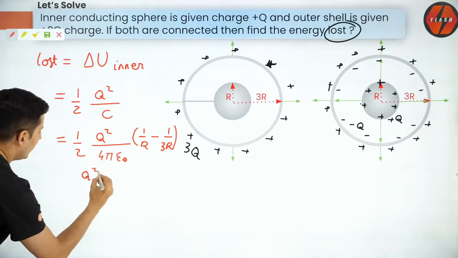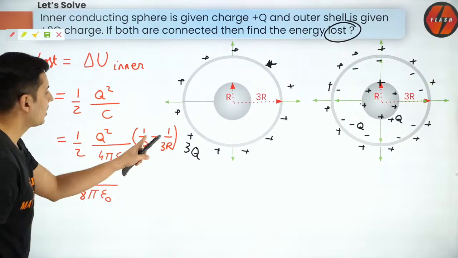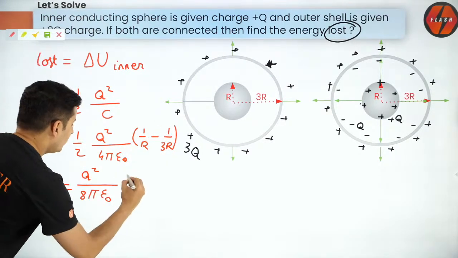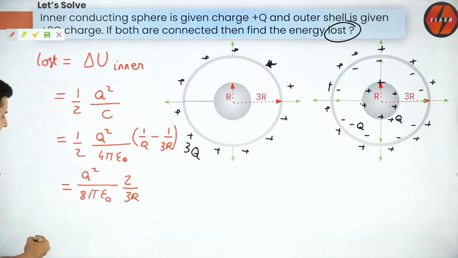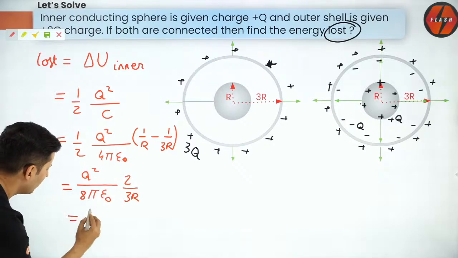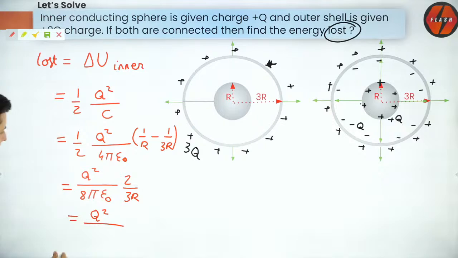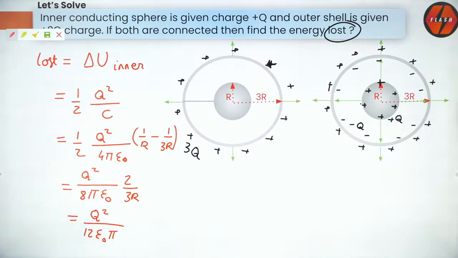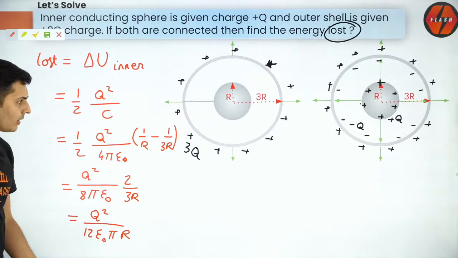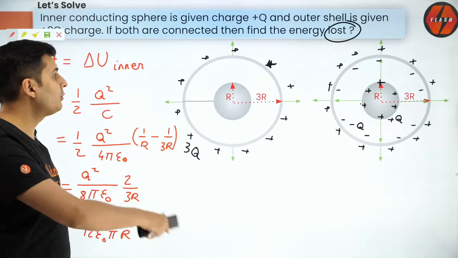This will become Q squared. There will be 8 pi epsilon naught. 3 minus 1, 2. So it will become 2 divided by 3R. That 2 gets cancelled with this 8 out here. So it will become Q squared, and 3, and there is 4 over here. So it will be 12 pi epsilon naught R, of course. I think that should be the answer. Just check it out. I hope we have not missed anything. Yes. So this is how you are supposed to solve.